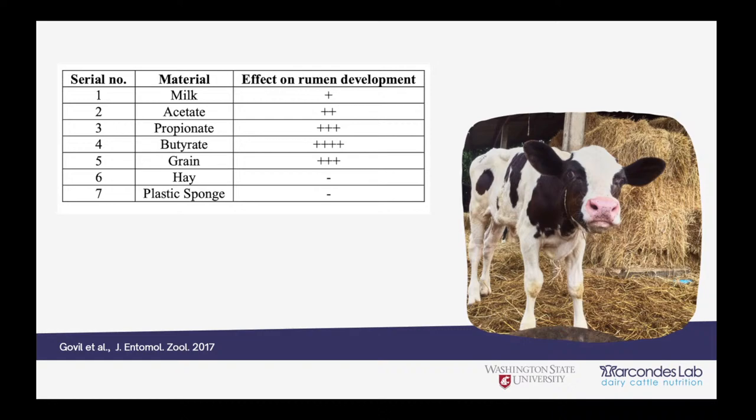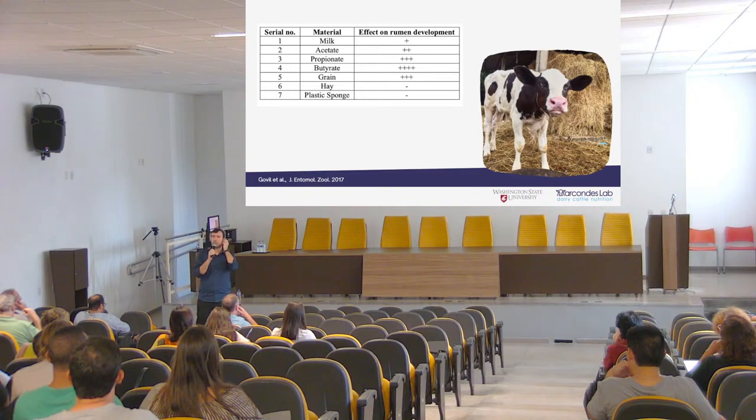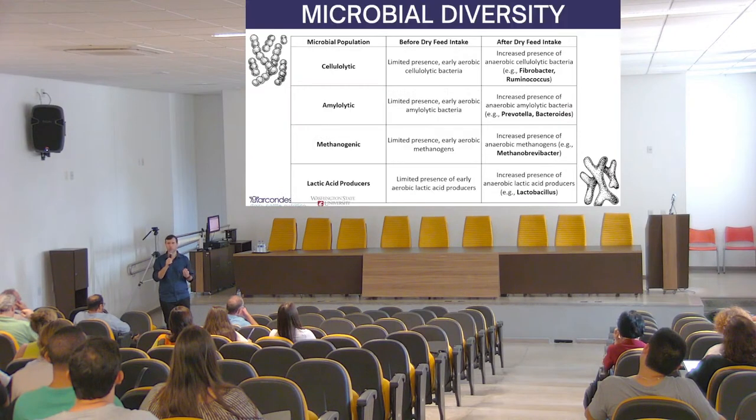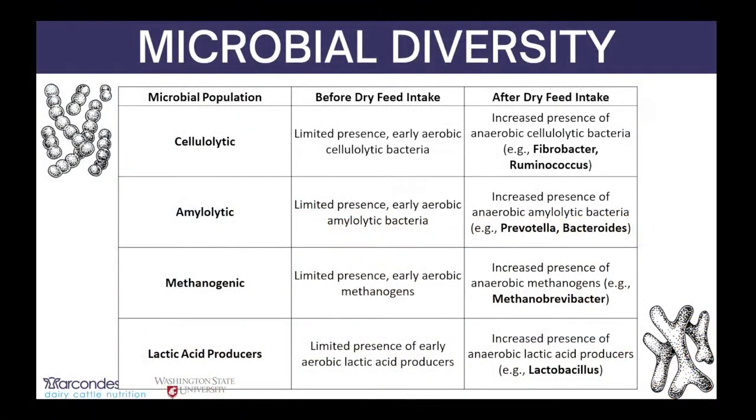And you can take a look here that grain also helps a lot with rumen development, especially because grain stimulates propionate production, and then you stimulate rumen development. And I wanted to mention here that hay and any scratch factors, such as sponge or any forage, have very little to no effect on rumen development. They will change the microbiology, they will change a lot of things, but most of the time the animal doesn't get any better.